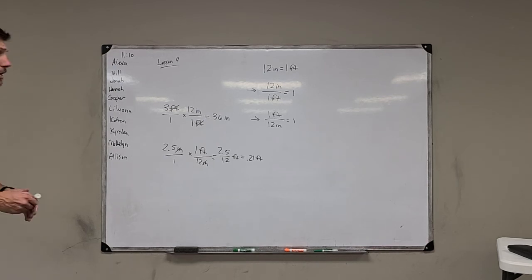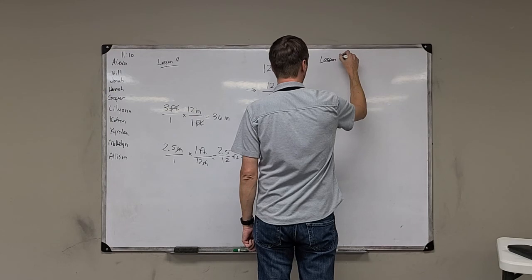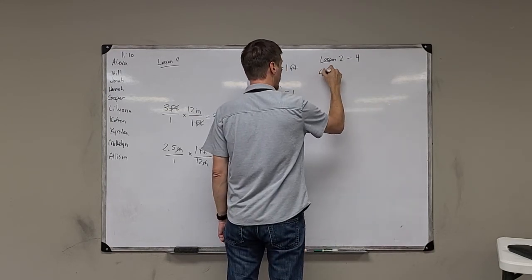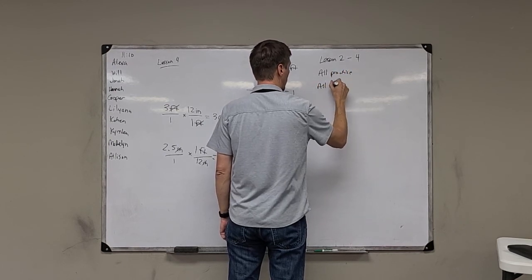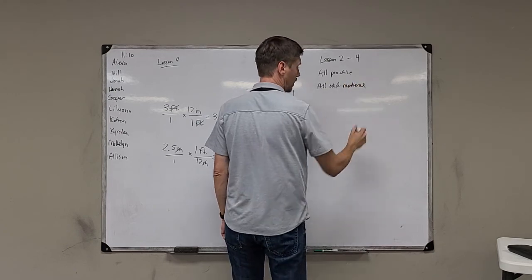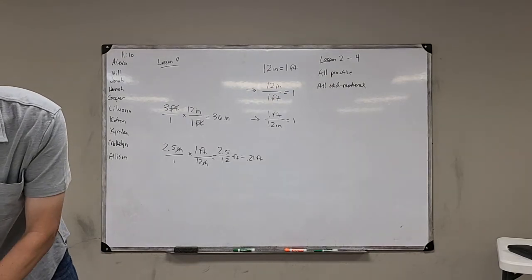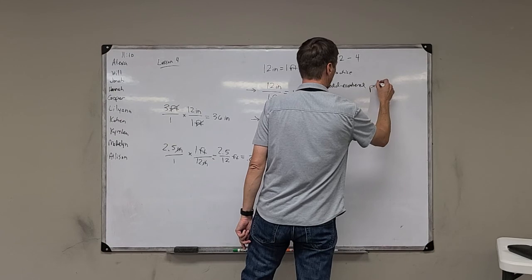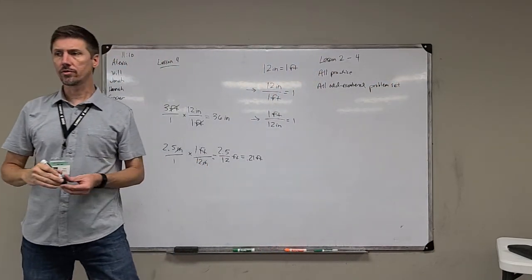What I want you to do for homework for next week is, and I'll post this in ThinkWave, I want you to do lessons 2 through 4, all right? All practice and all odd numbered, or whatever the other section's called. What is it called? Problem set. All odd numbered problem set. All right, so that'll be your assignment for this week for lessons 2 through 4.